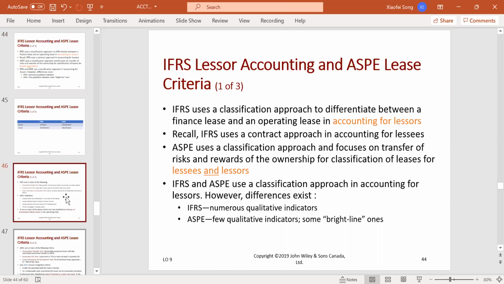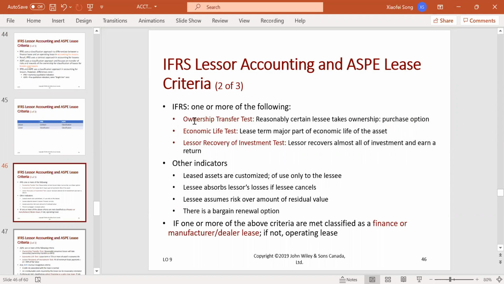Okay, so these three are the same tests: ownership transfer, economic life test, and the recovery of investment test. But instead of the percentage hard lines, what they have is 'substantially all,' a qualitative standard. And then there are others. For instance, if an asset is customized for this particular lessee, then it definitely should be a finance or capital lease. Or if the lessee absorbs the lessor's loss if the lease is canceled, if the lessee assumes risk over the amount of residual value, and if there's a bargain purchase option.